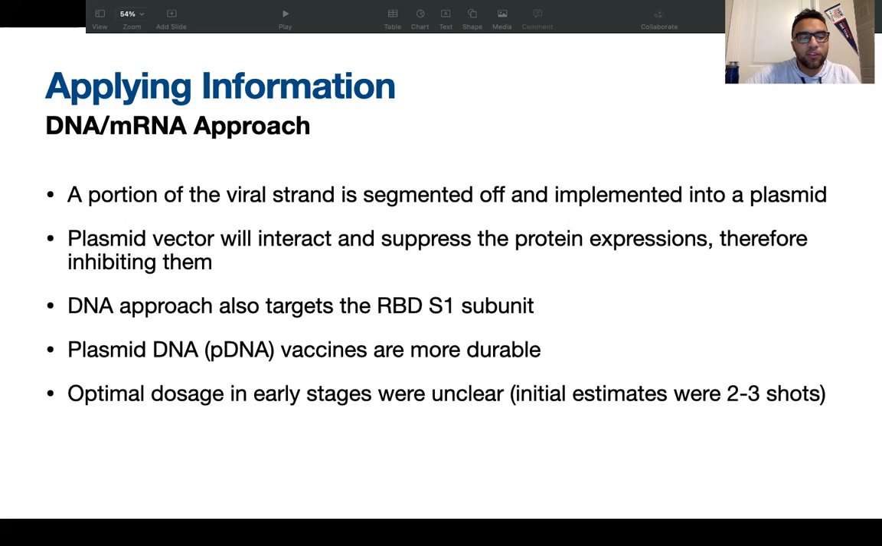So going on to our last bullet point, we have optimal dosage in early stages was unclear. Of course, we initially heard that you only need 2 shots. Then a couple months later, I can't remember his name, but there was a scientist that came out and said, "Oh, we might need 3 shots." Of course, the public did not take this lightly, I should say. And now we're just back at 2 shots. But you can get a third shot, which is just a booster shot, which is very good because it boosts immunity. So either way, you're doing a favor to the public by getting this vaccine.